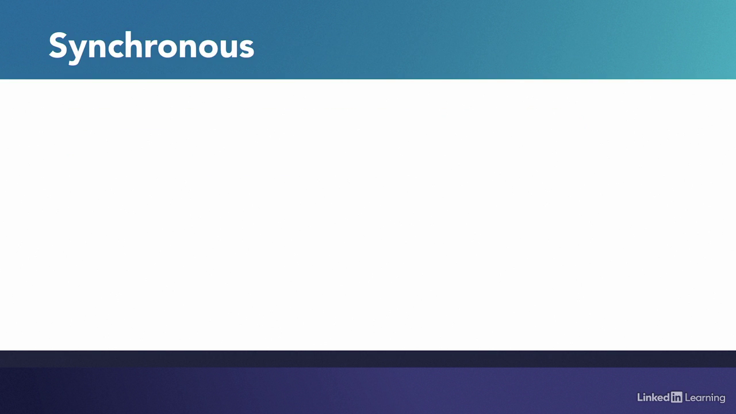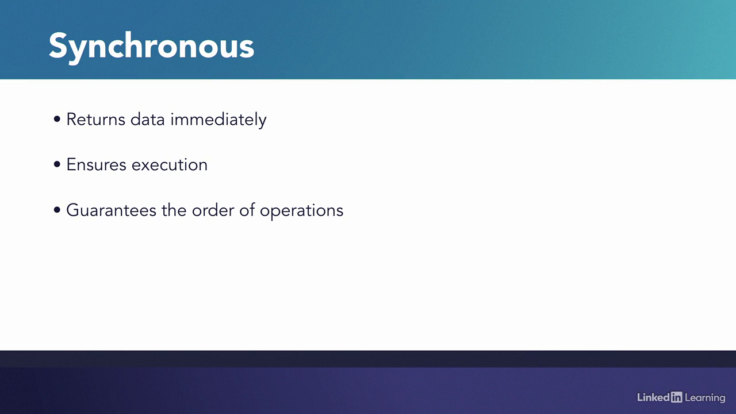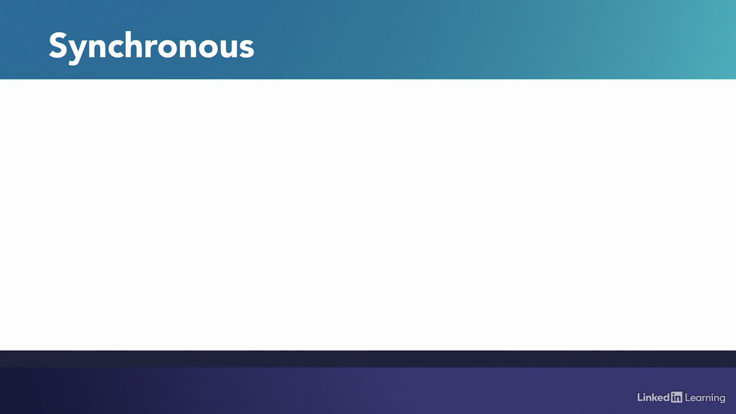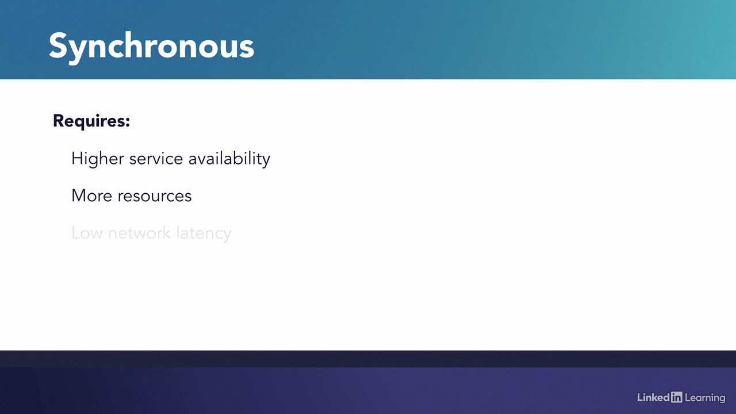In a synchronous API call, the web service returns data immediately. Because the client waits for the server's response, it ensures the execution of the call. It also guarantees the order of operations. Because of the nature of the synchronous call, the operation needs higher service availability, more resources on the client and server side, and the network latency to be low.